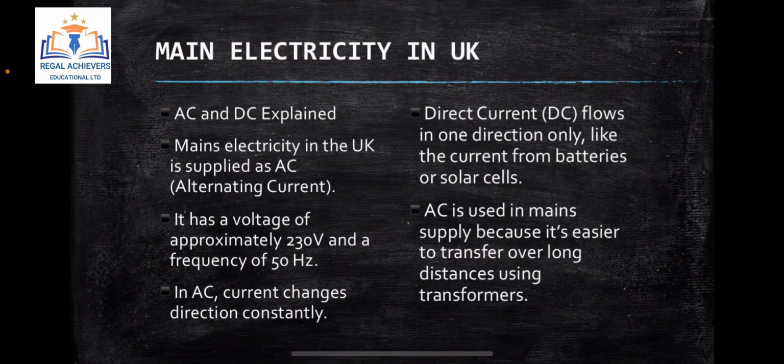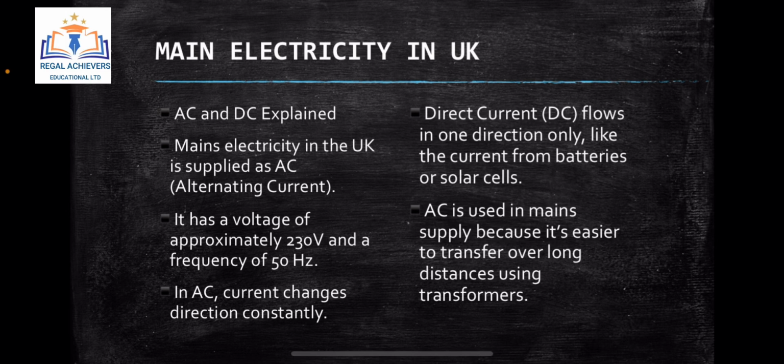We'll be talking about the alternating current and the direct current. Mains electricity in the UK is supplied by the alternating current. It has a voltage of approximately 230 volts and a frequency of 50 hertz. In some questions, they might not even give it to you. You should know this value.